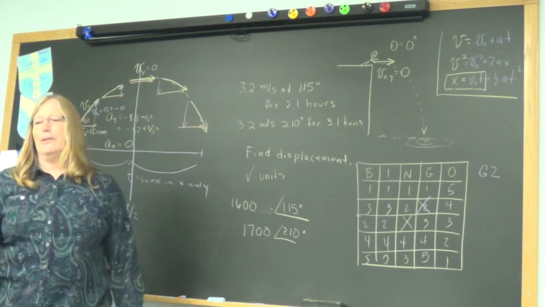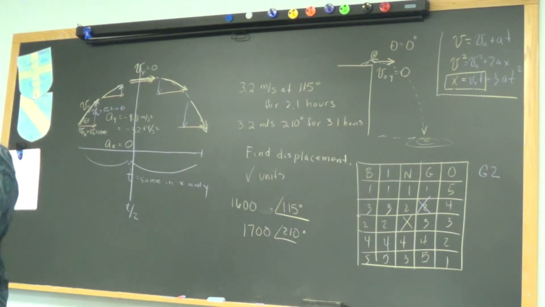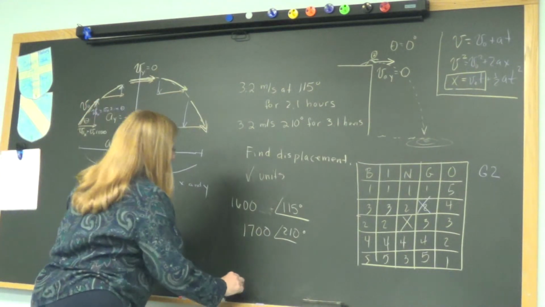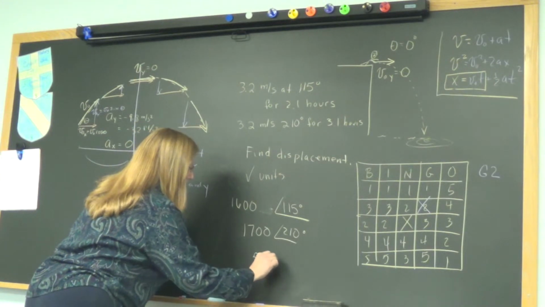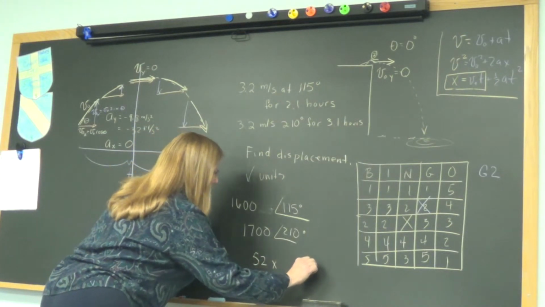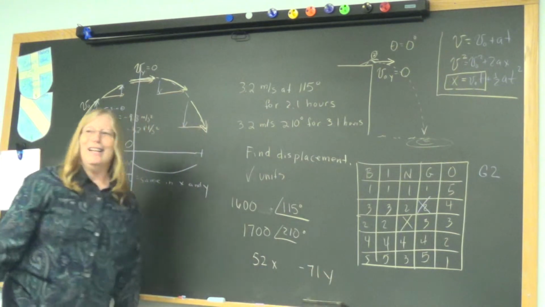Then what, Emily, number 3? And then you add the x's and add the y's. Right, and then Zach? So we end up with an x and a y. Say we have 52x and minus 71y. I'm totally making that up.